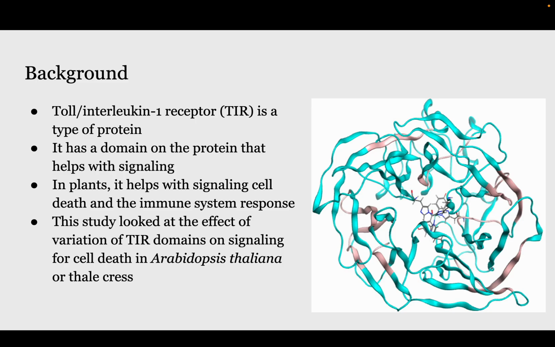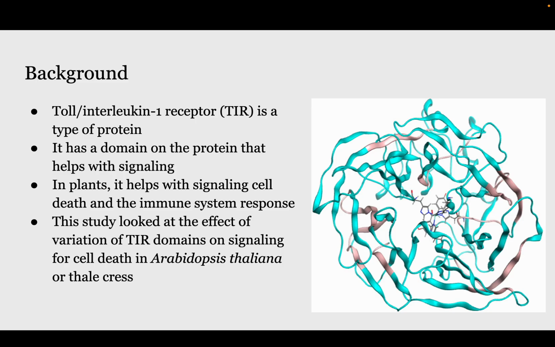Let's start with some background knowledge. The toll interleukin 1 receptor, also known as TIR, is a protein. Part of the protein is the protein domain, which in this case helps with signaling for cell death and with immune system responses in plants. A specific domain that will be talked about in this study is called the BB loop.